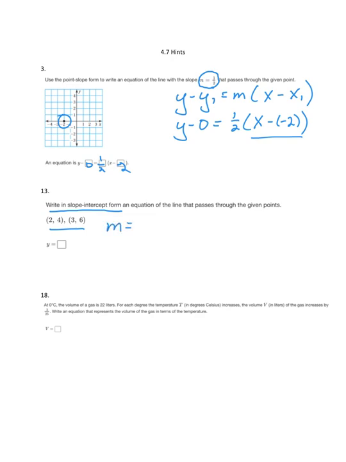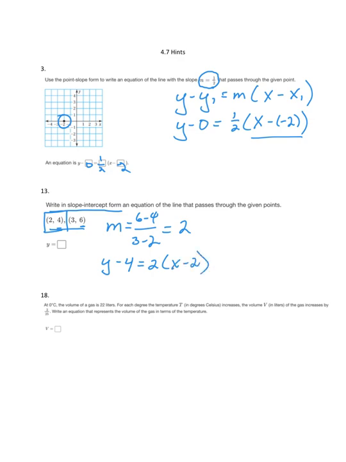So the slope will be 6 minus 4, that's our two y values, over 3 minus 2. That's 2 over 1, or 2. So our slope is 2. And then we can use either one of these points to write an equation in point-slope form. I'm going to use the first point. So I have y minus 4 equals 2 times x minus 2.